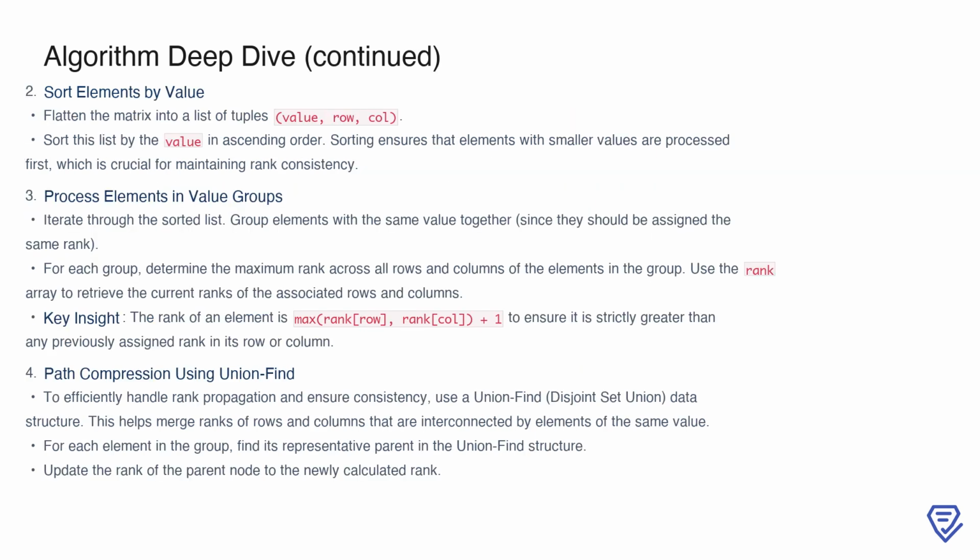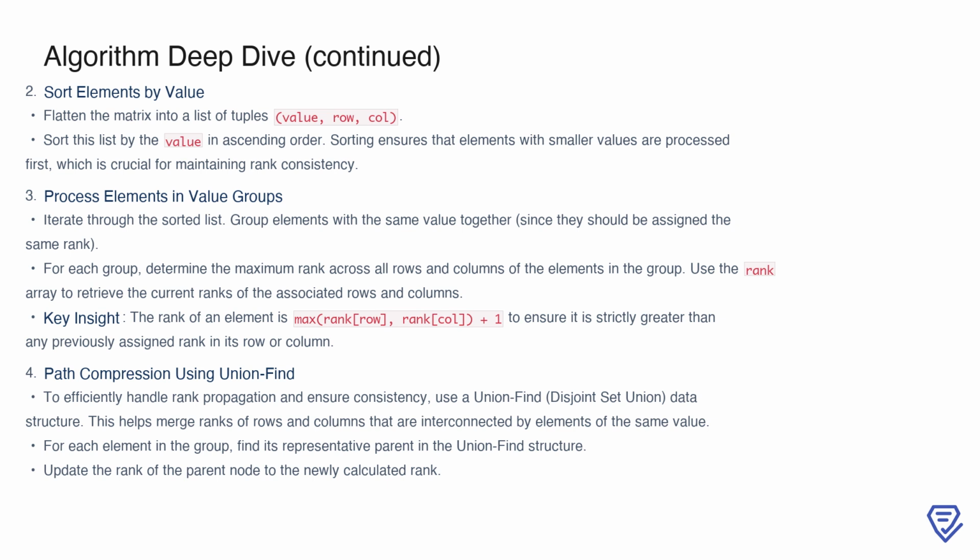The next step is to sort the elements of the matrix. By flattening the matrix into a list of tuples containing the value, row index, and column index, we can then sort this list by value in ascending order. Sorting ensures that smaller values are processed first, which is crucial because ranks are assigned incrementally, and smaller values must be handled before larger ones to maintain consistency.